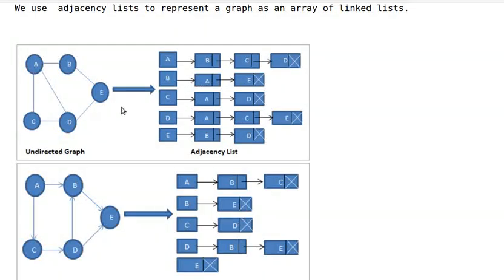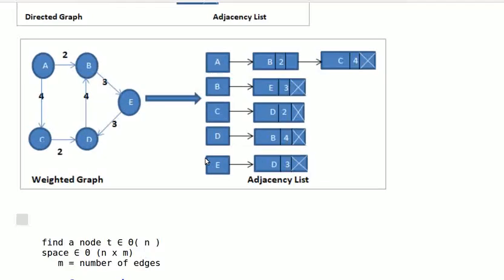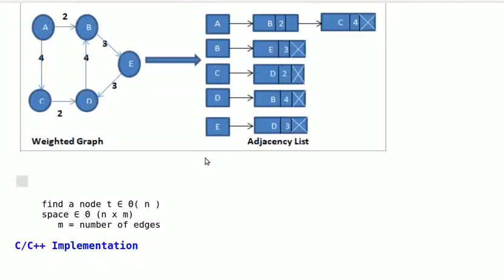For this directed graph, this is the adjacency list for A, which has neighbors B and C. B has a neighbor E. C has neighbor D. D has neighbors B and D. E has no neighbor. For a weighted graph, we include the weight of the edge in each node. For example, the weight of the edge AB is 2 and AC is 4. The weight for BE is 3 and so on.